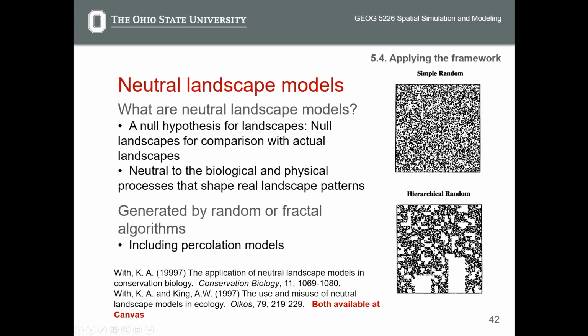The first one is called simple random. So we can consider white cells as occupied cells, black cells as unoccupied ones. They're randomly distributed within space. But at the bottom, we have this hierarchical random landscape. Obviously, we have some pure white patches here within the space. So this is actually a two-level model or two-level null landscape.